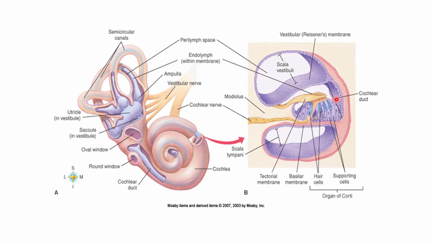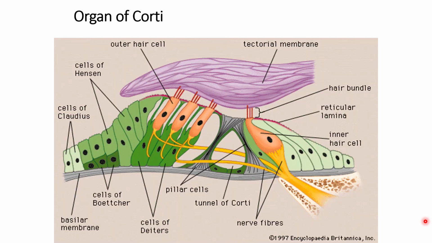So these are the structures again shown. Just go through these diagrams and you can have a better orientation. And this is how the organ of Corti is situated. So here is the basal membrane, which is called the basilar membrane, and here you can see these are the outer hair cells and some hairs towards the inside, the inner hair cells, and other cells are the supporting cells like cells of Hensen, cells of Claudius, cells of Deiters, pillar cells.